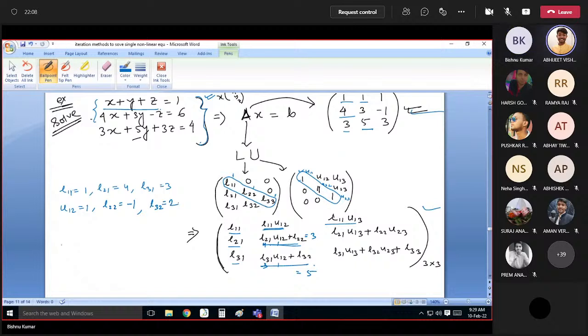So U13 now. U32, this value. Actually, this value I am comparing along with the 5, isn't it?